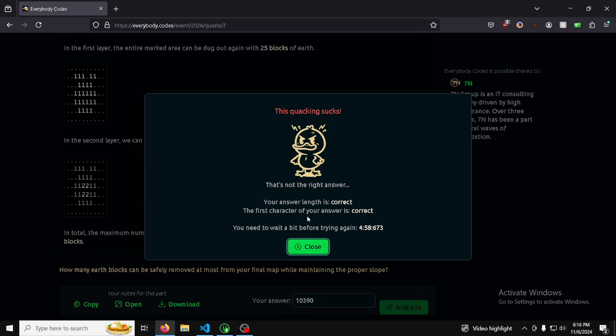No. The answer length is correct. The first character of your answer is correct. What even is this telling me? First time I've got it wrong. So I'm really confused about this. I'm confused.